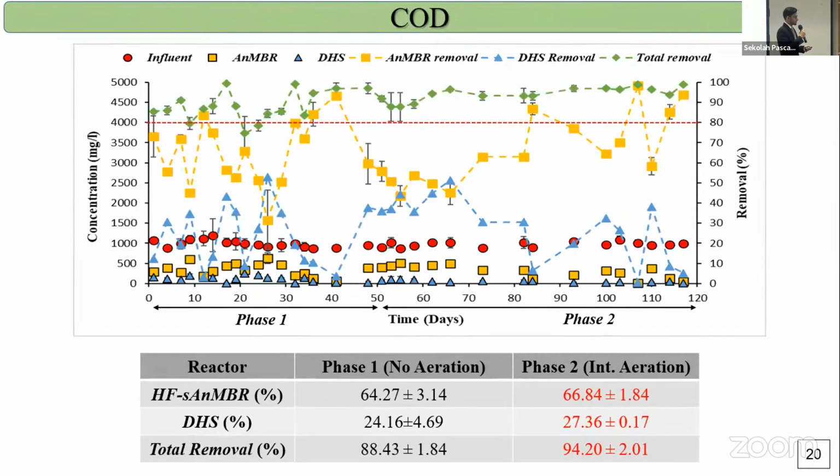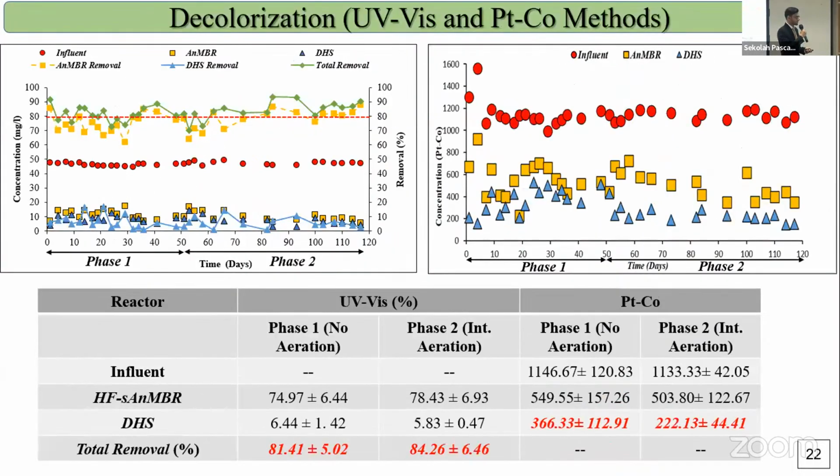From the results of chemical oxygen demand or COD removal, we could see that in both phases there was high treatment of COD. But in phase 2, where intermittent aeration was given, we could achieve higher pollutant removal in terms of COD removal, and the system also became steady state. Similar results were seen for decolorization using UV-Vis analysis as well as the PTCO standard color unit method.